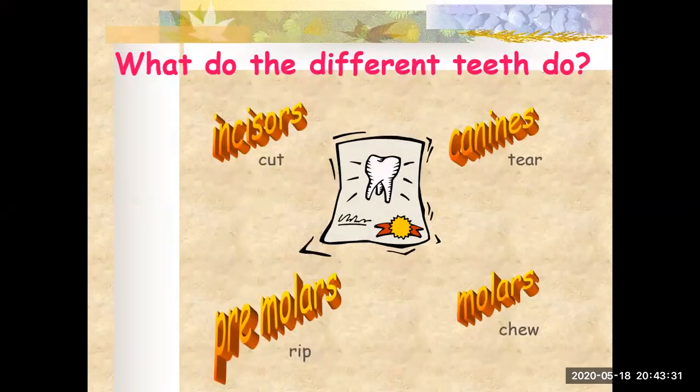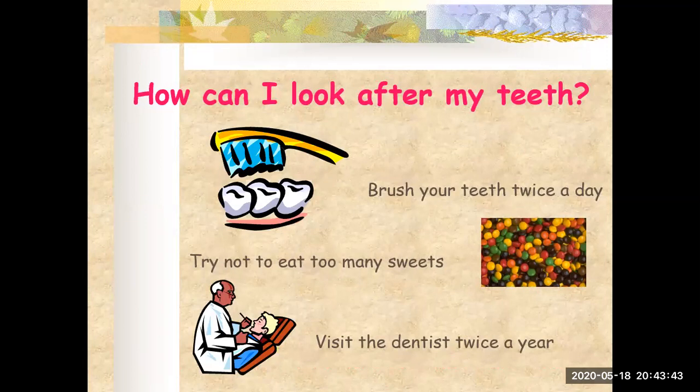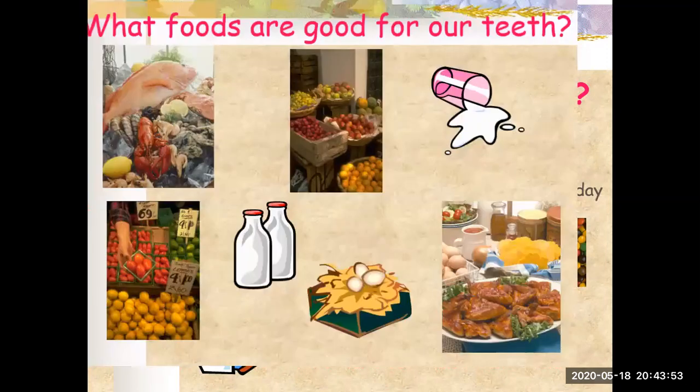Excellent. What do the different teeth do? Incisors for cutting, canine for tearing, premolars for ripping, and molars for chewing. How can I look after my teeth? You can look after your teeth by brushing your teeth twice a day. Try not to eat too many sweets. Visit the dentist twice a year.